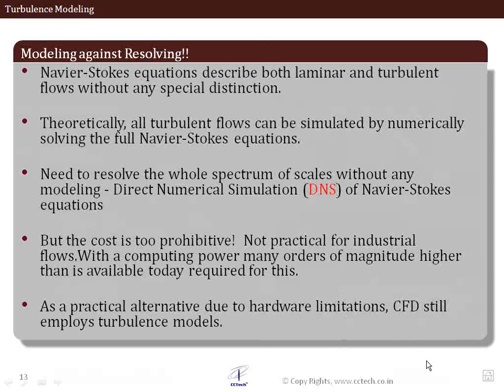So now that we know that turbulence is a very complicated phenomena, chaotic, three-dimensional, let's ask ourselves whether we can actually resolve it, whether we can really predict each and every small eddy's size, each and every small eddy's behavior. So basically the Navier-Stokes equations, they describe both laminar and turbulent. There is no special distinction in this case. And if we can actually solve the Navier-Stokes equation exactly, then well, we are done with the problem. We don't have to worry about whether it is laminar or turbulent, but all turbulent flows can also be simulated numerically if I can solve the Navier-Stokes equation.